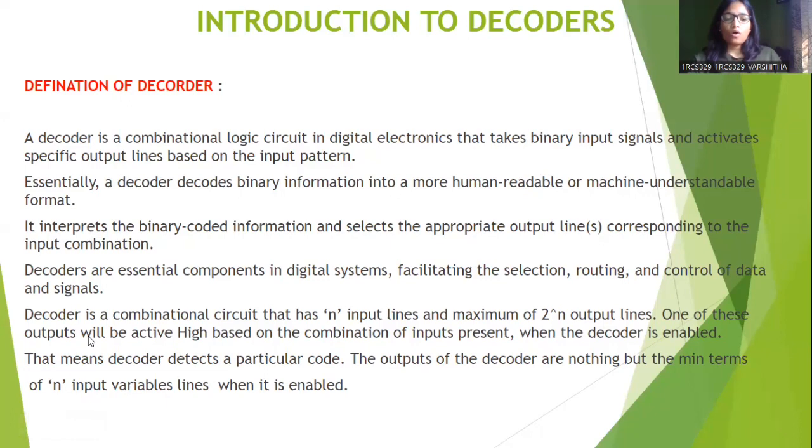output lines. One of these outputs will be active high based on the combination of inputs present when the decoder is enabled. For example, if you pass 2 input lines to the decoder, then the maximum possible output that the decoder can form is 4 output lines. One of these outputs will be active high based on the combination of input present. That means the decoder detects a particular code. The outputs of the decoder are nothing but the minterms of the n input variable lines whenever it is enabled.